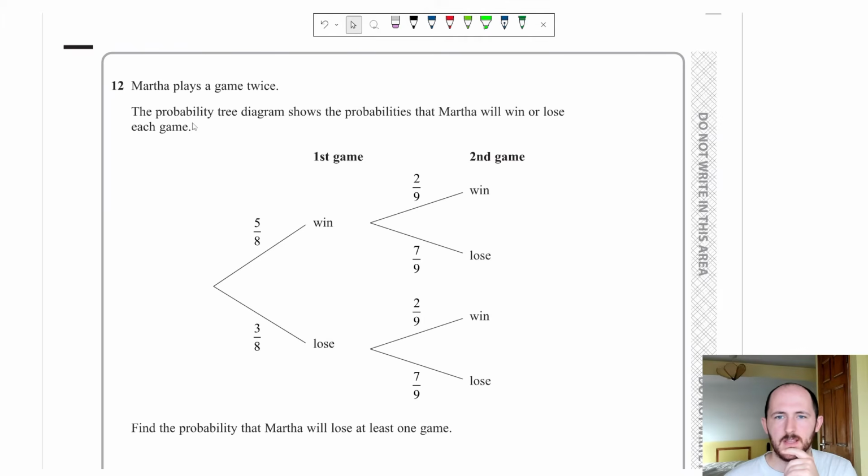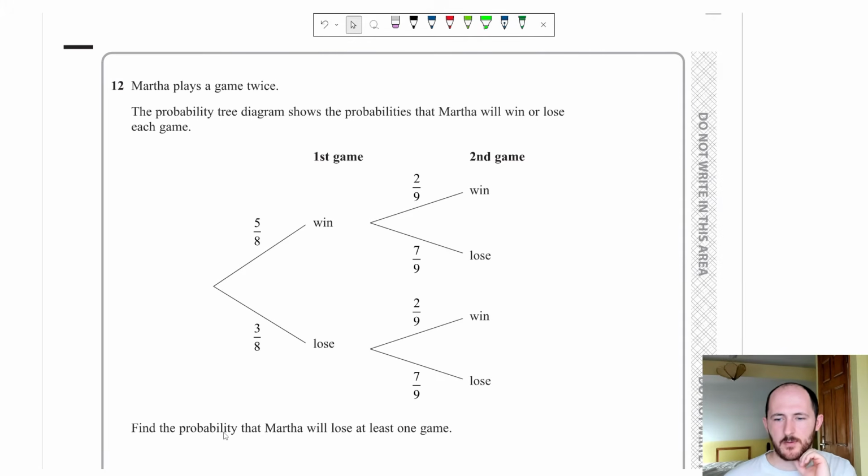Perfect. Martha plays a game twice. They give you the probability tree on whether she wins or loses, and as you can see, the probability changes, right? Winning the first game changes the probability of winning the second game. Actually, no, it doesn't. I'm lying to you. It's just the probability of winning the second game is different to the first game.